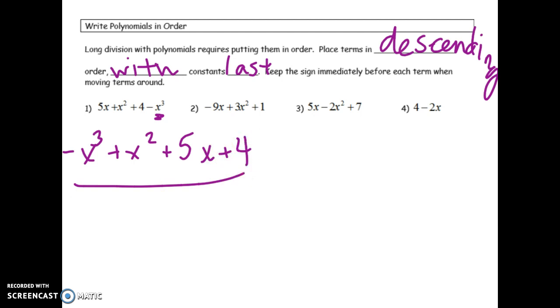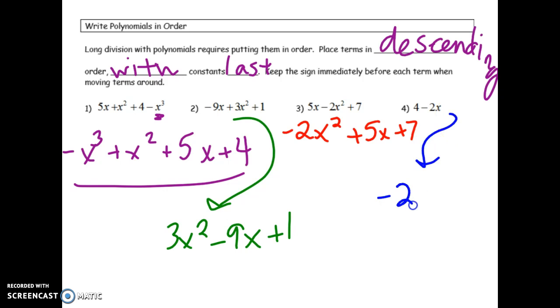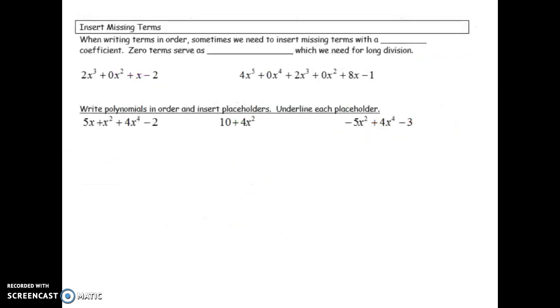I'm going to have to use a different color because I'm going to have to go down here. So that would be 3x squared minus 9x plus 1. Moving on down, that would be a negative 2x squared plus 5x plus 7. And finally, down here, negative 2x plus 4. Easy enough. We've done that before. This is just a reminder.